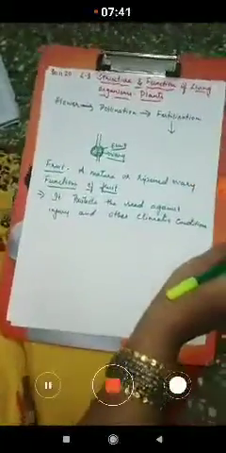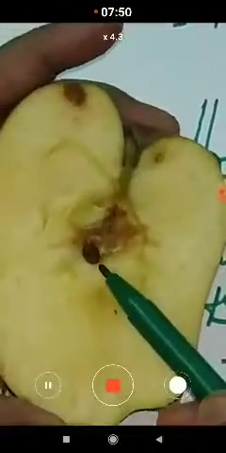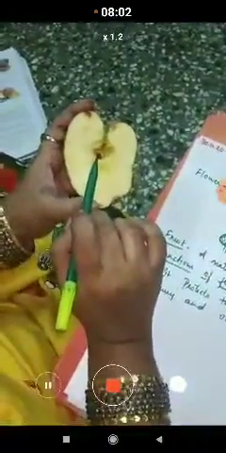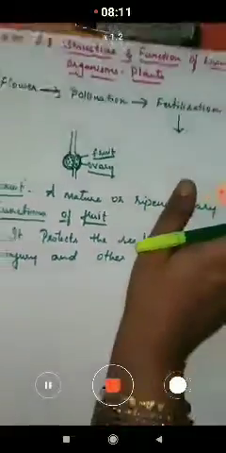Yes. So now in the apple we can observe the seed. So this is the seed. Here you can observe the seed. Yes. So this is the seed, and this whole part what you are observing, this is the ovary. So it is the fruit, and this fruit protects the seed against the injury or other unfavorable climatic conditions. So now we'll move on to the next function.